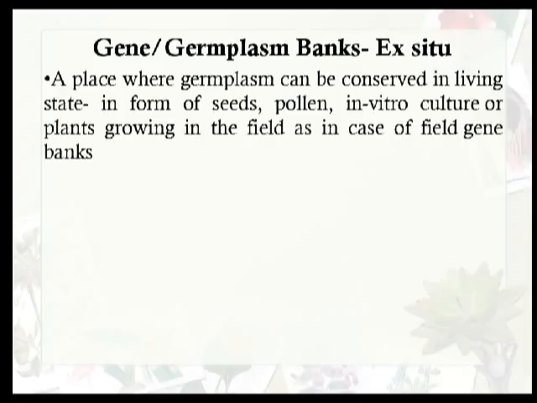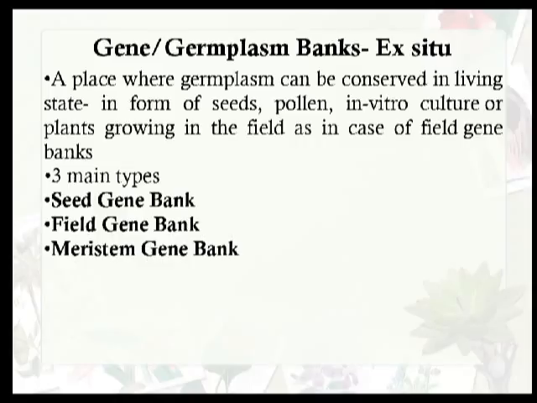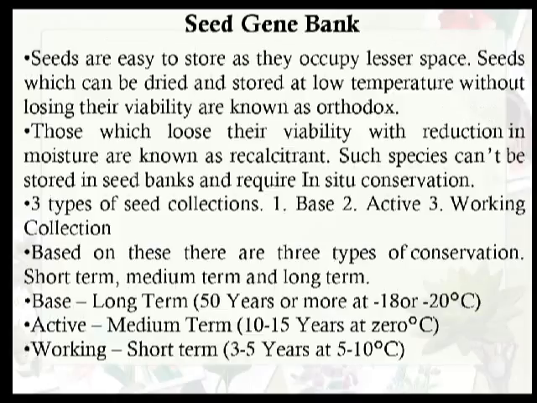Now coming to ex situ conservation: germplasm banks, or gene banks. We will see the three types also. It is basically a place where germplasm can be conserved in a living state, whether in the form of seeds, pollen, in vitro culture, or in the form of field gene banks, like living plant samples growing in the field. So mainly three types: seed banks, field gene banks, and meristem gene banks. Let us have a look one by one.